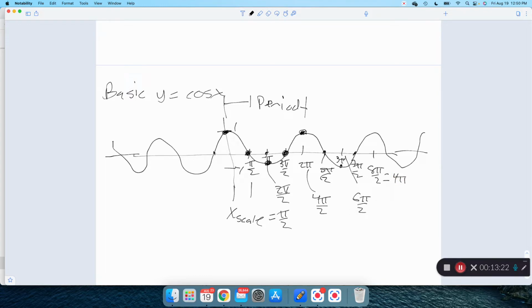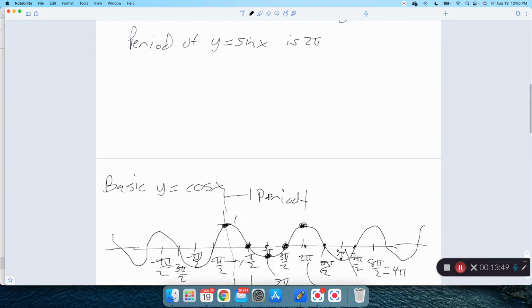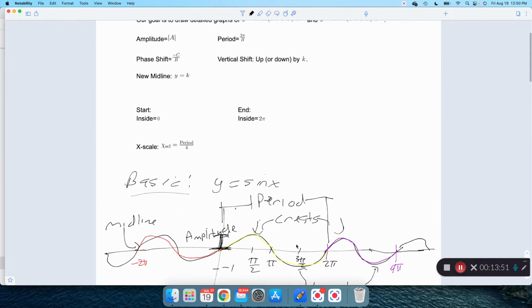I could go backwards. Negative pi over 2. I won't even bother reducing these fractions. Negative 2 pi over 2. Negative 3 pi over 2. Negative 4 pi over 2. So all I'm labeling are all the crests, intercepts, troughs, and intercepts. Okay, those are my basic graphs for sine and cosine.